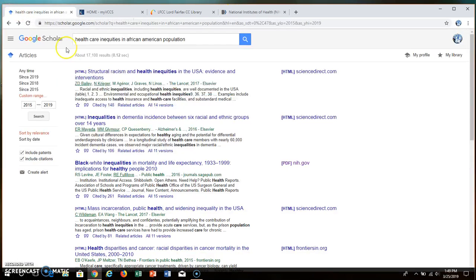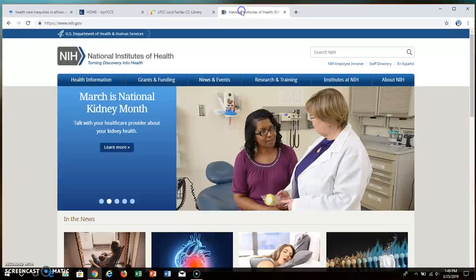The Black-white inequalities in mortality and life expectancy was a study done between 1933 and 1999, and it talks about the implications for Healthy People 2010, so it was written fairly long ago. So instead, I will go to the National Institutes of Health and just look up African American populations and see what pops up.